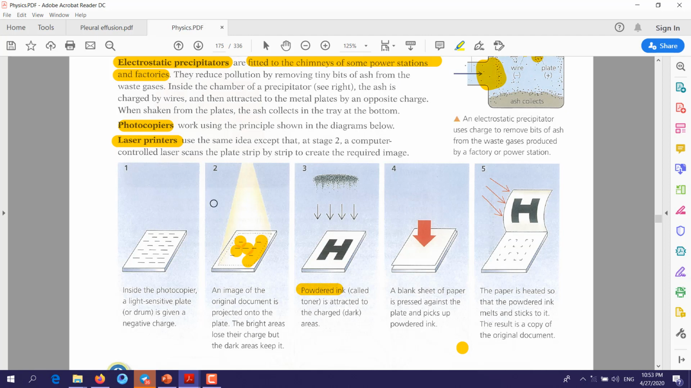In laser printers, what will happen? Who will control this stage? It's the computer. A computer controlled laser scans the plate strip by strip to create the required image. Of course, you have seen a laser printer. You will see something inside it moving backward and forward, and it will make the image or print the required image.